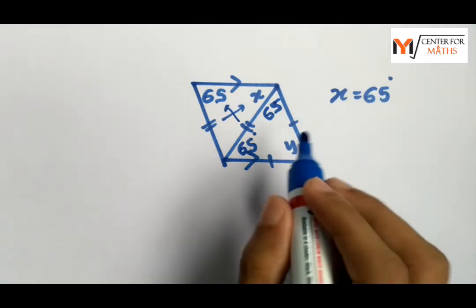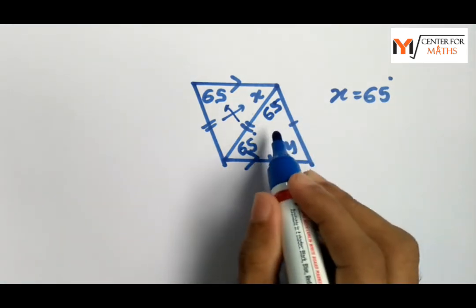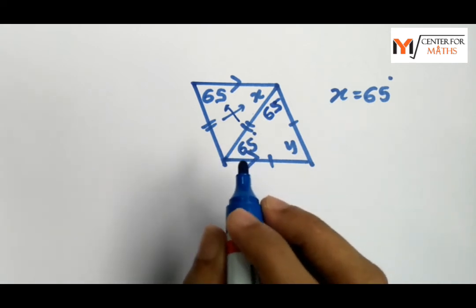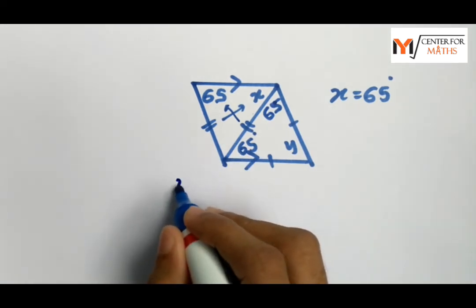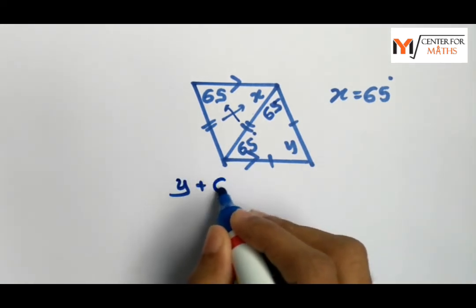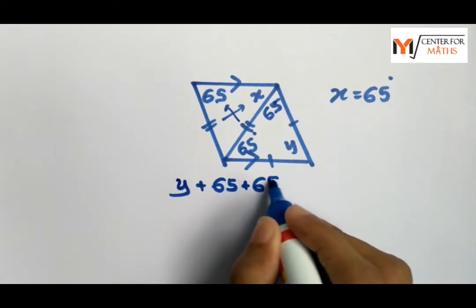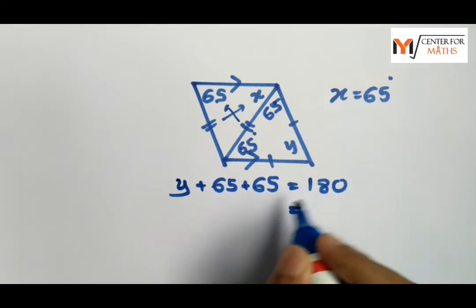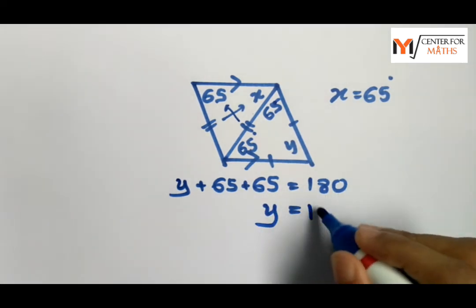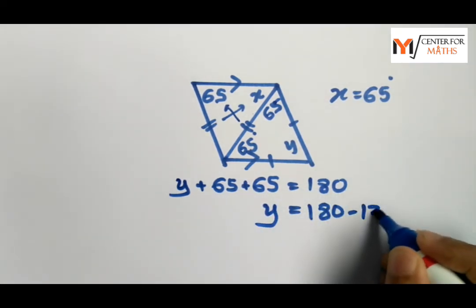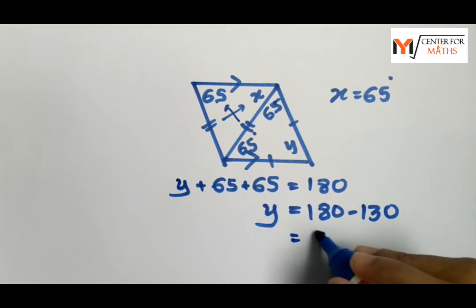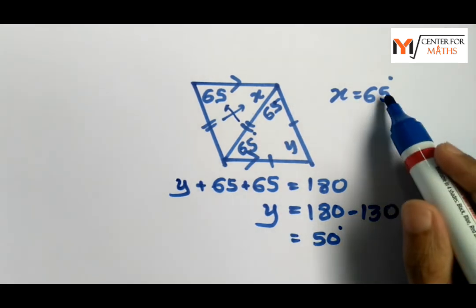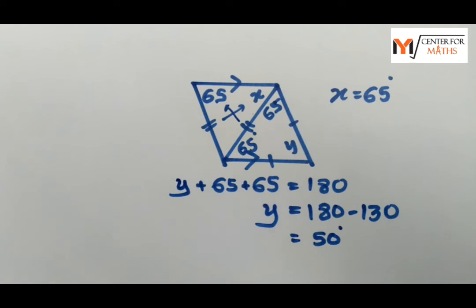Now we have to move to another theorem. What is that theorem? You can see that all three angles are here. So the sum of the interior angles of a triangle is equal to 180. So y plus 65 plus 65 equals 180. And 65 plus 65 is 130. If we take that to the right side, that will become minus. So 180 minus 130, the answer is 50. So the value of x is 65 as well as the value of y is 50.